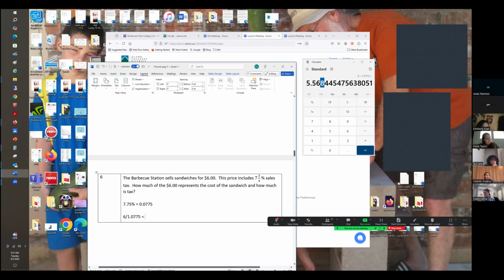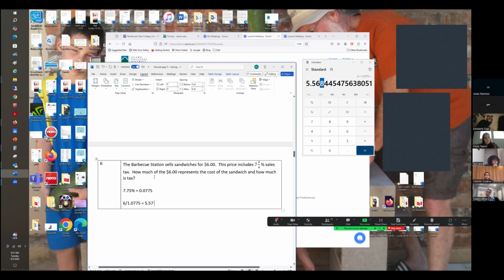And if you're so excited, you write that down and work the next problem. In this case, you're going to miss half of it because it says how much represents the cost of the sandwich and how much is tax. Oh, so that's the sandwich.